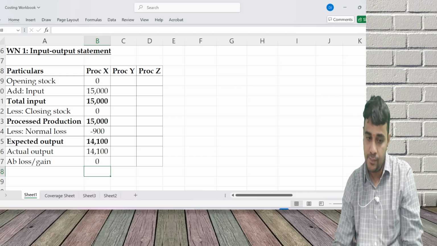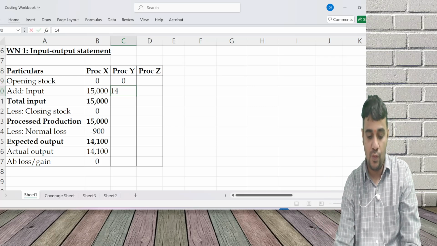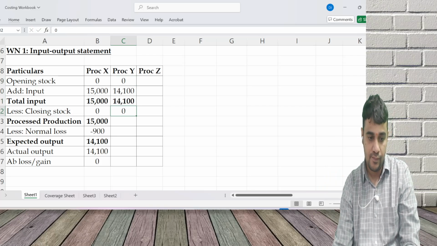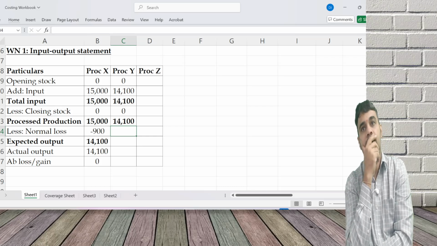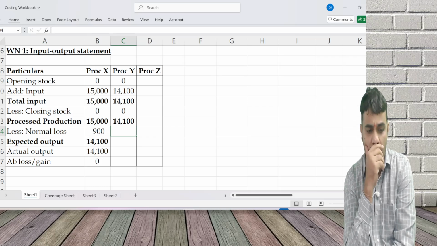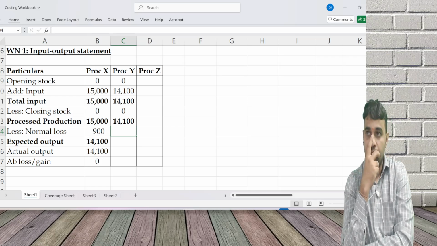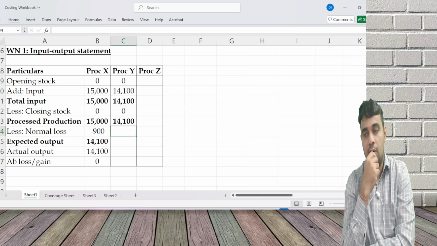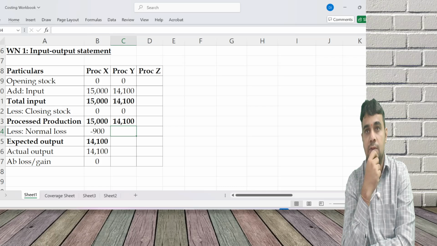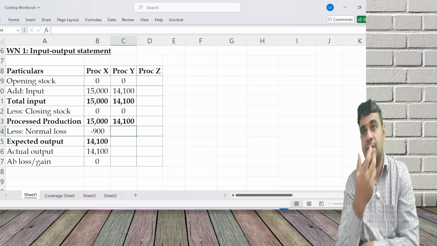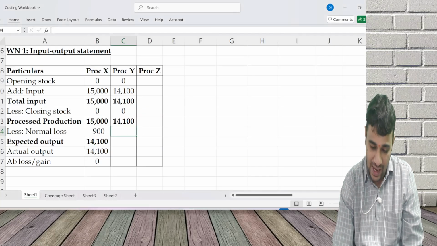Clear? Process Y: opening 0, input 14,100, 14,100. How much is the loss in process Y? What is the percentage of loss? Participate, I want participation, guys. What is the percentage? It is a question mark. So I'm stuck here.